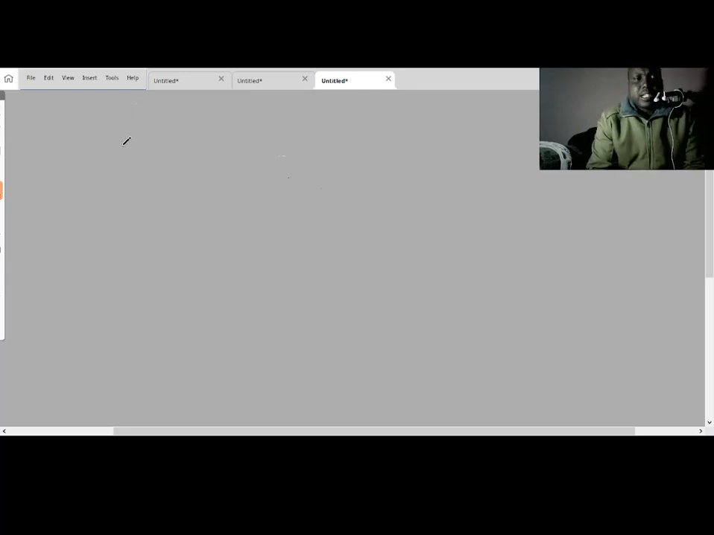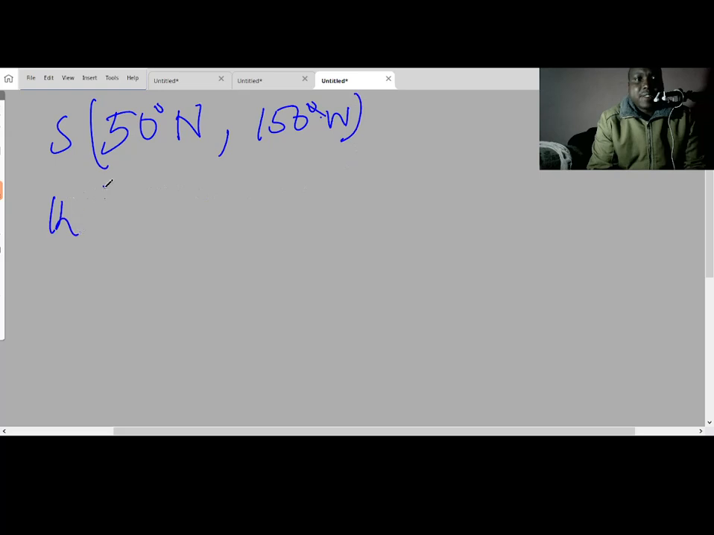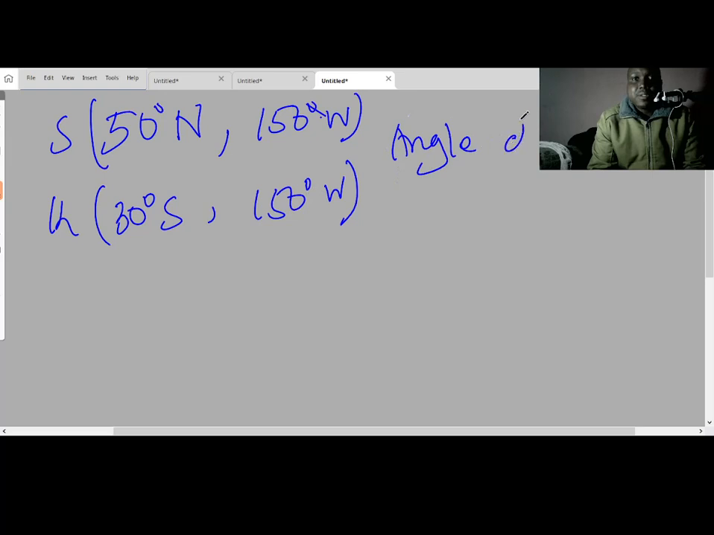Now, let me use the one that is on the same longitude. We have 50 degrees north, that one is our point S, at 150 degrees west. We have another point K, which is 30 degrees south and 150 degrees west. They are on the same longitude. So the angle difference is obtained.